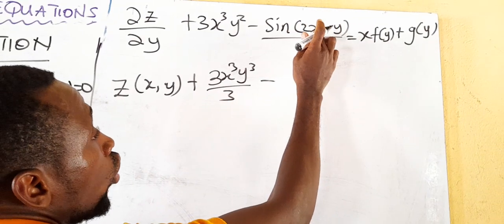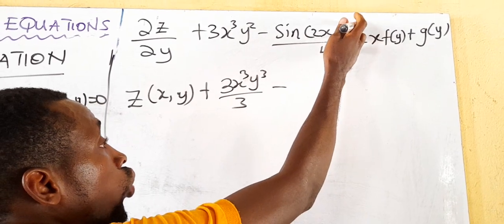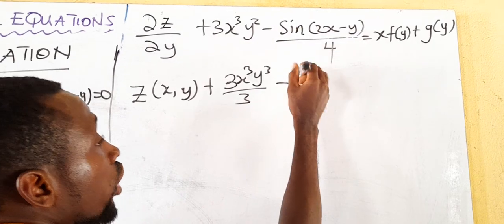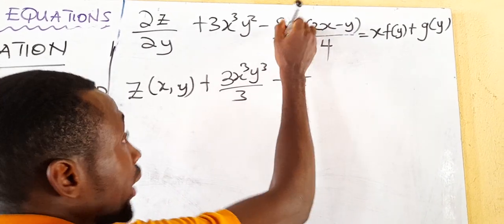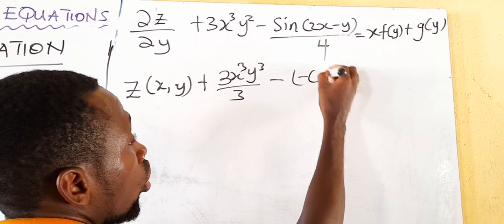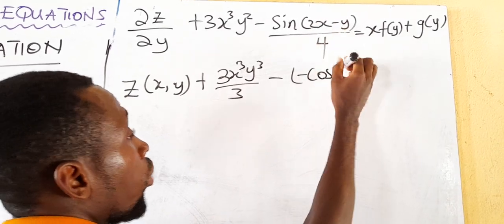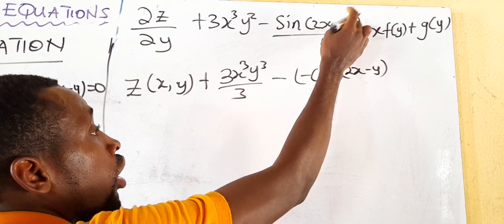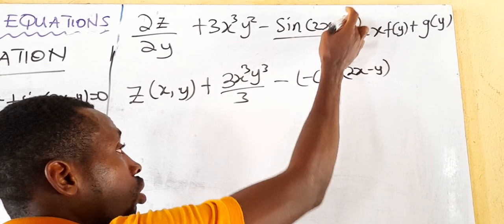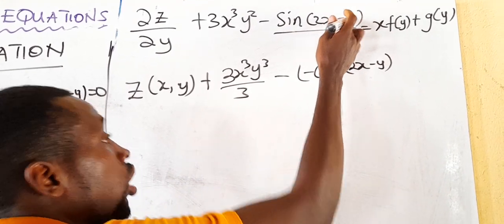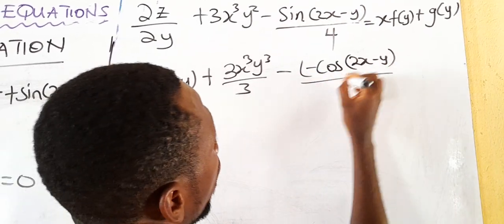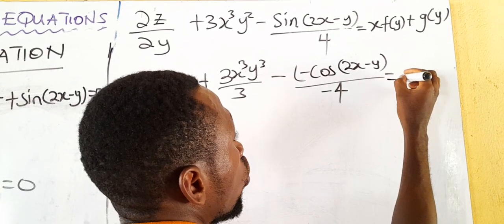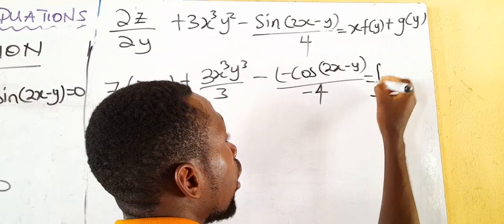So, remember, when we integrate sine, we get negative cos. So, negative cos, we repeat the function. Remember, when we integrate this, we get 1. Then we use it to divide. So we get negative 4. It is equal to the integral.